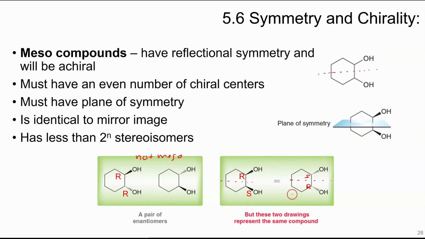So when you have a meso compound possible, you can't use just the 2 to the n. For possible stereoisomers, it's going to be less than that because these count as 1. So it'd be 2 to the n minus 1. We have 3 possible stereoisomers.